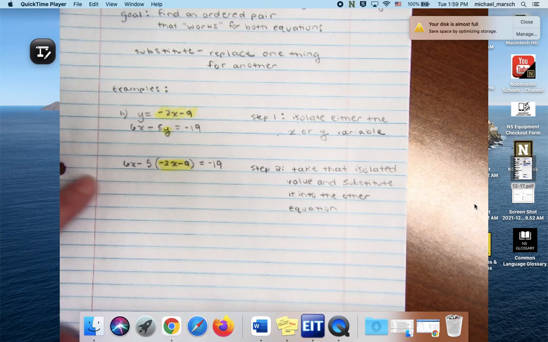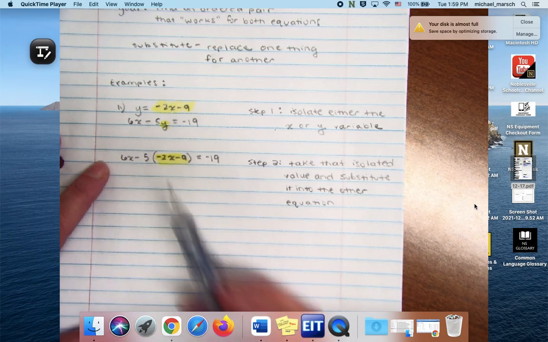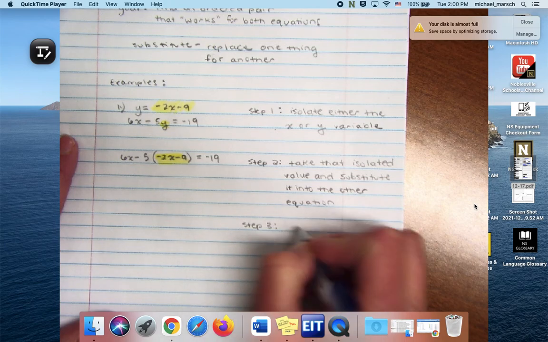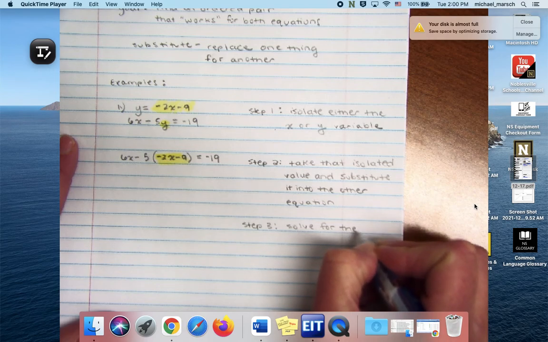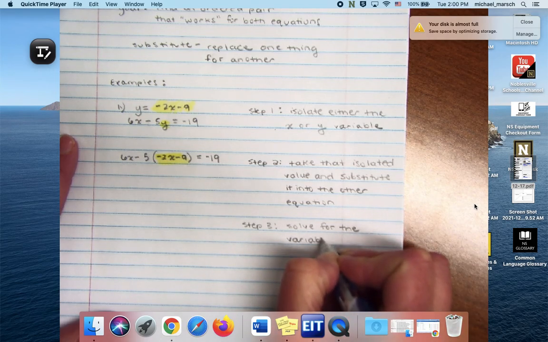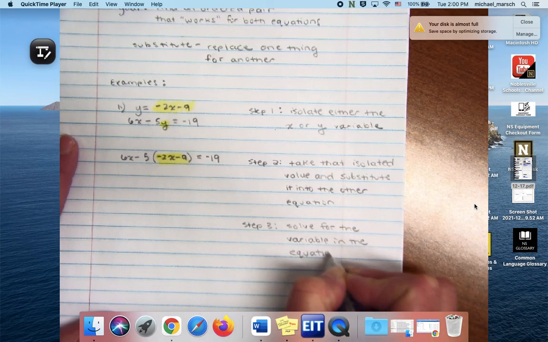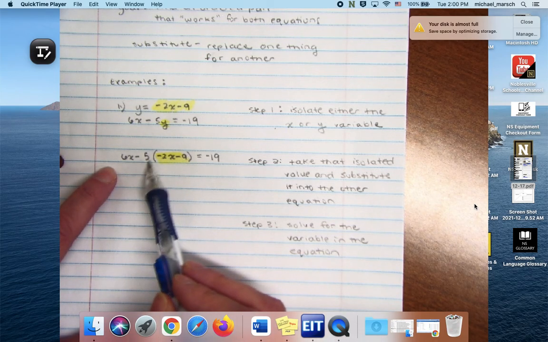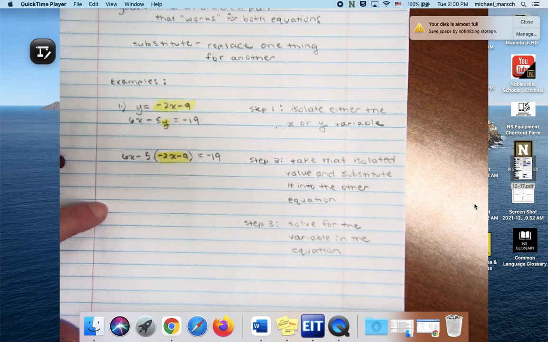Okay, now you'll notice that this equation only has one variable, x. So step 3, don't you pick up your pencils, is solve for the variable in the equation. I'm not going to say x or y because it could be either. So if I'm going to solve for x, what do I need to do here with this negative 5 first? Put your pencils down. Yes, Eden. I have to distribute it.